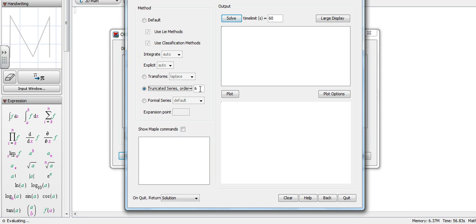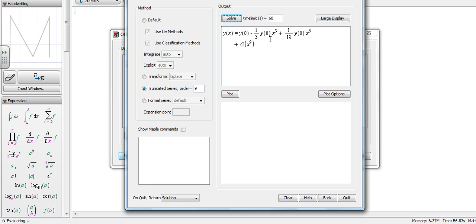I'm going to solve it using a series, and I'm going to truncate it off to order, well, we better go up to order 9 in order to see the terms that we had. 9, and then we're going to solve it. There we go.